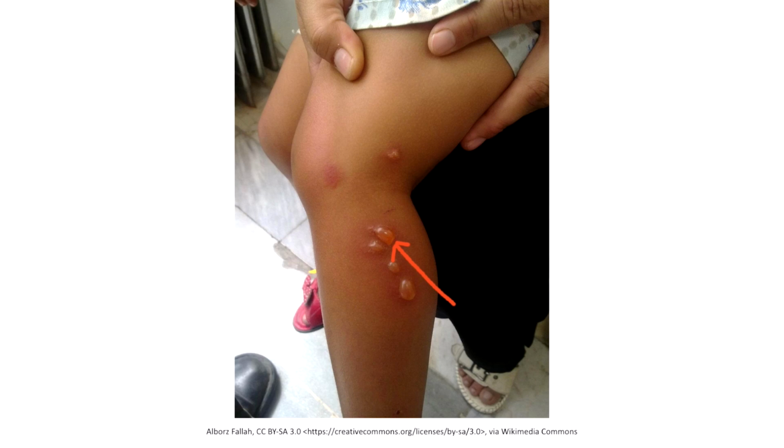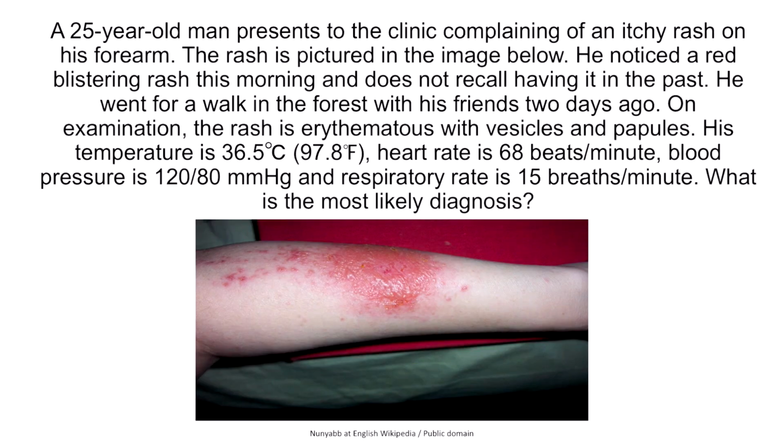All right, let's do a question to apply what you've learned so far. A 25-year-old man presents to the clinic complaining of an itchy rash on his forearm. The rash is pictured in the image below. He noticed a red blistering rash this morning and does not recall having it in the past. He went for a walk in the forest with his friends 2 days ago. On examination, the rash is erythematous with vesicles and papules.